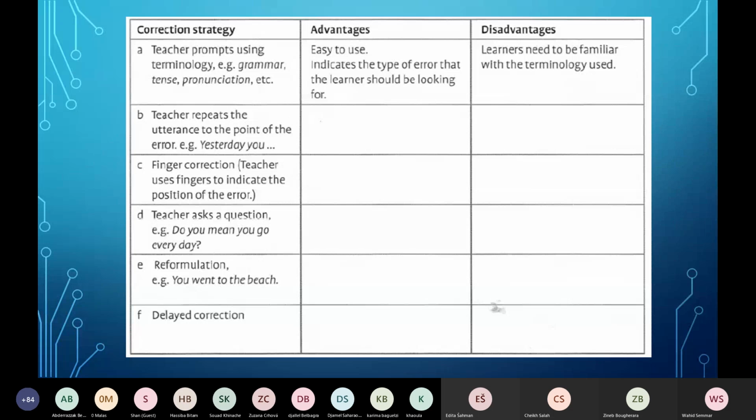We have Jalal Sahrawi. Yes, Jalal. Hello, can you hear me? Yeah, we do. Yes, I think this technique is more suitable and useful for correcting errors or mistakes in class because it gives learners the chance to know where the mistake or error is. I think it's more suitable and useful. Thank you.